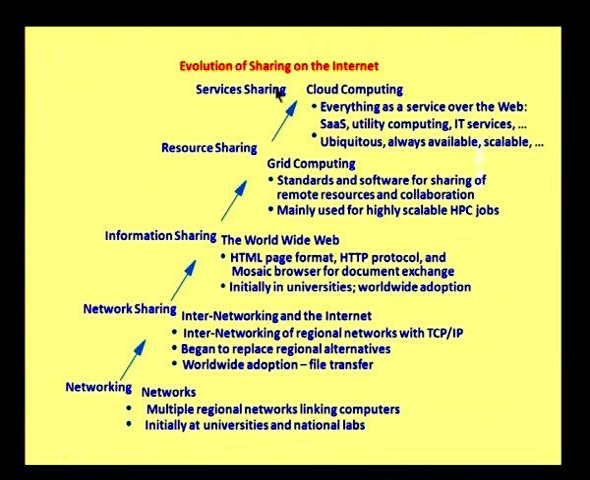Then services sharing, that is called cloud computing. Everything is considered to be a service over the web. We have software as a service, SaaS, utility computing, information technology services, and it is ubiquitous, always available, scalable; it has enormous characteristics. The main point to understand is that grid computing is resource sharing, where high performance computing resources are shared across the globe, and cloud computing is services sharing, where anything is shared as a service.